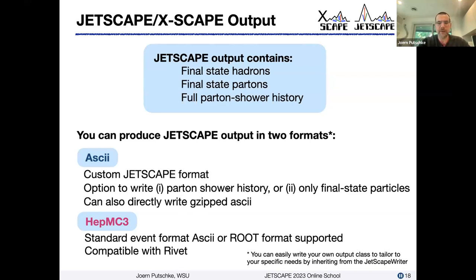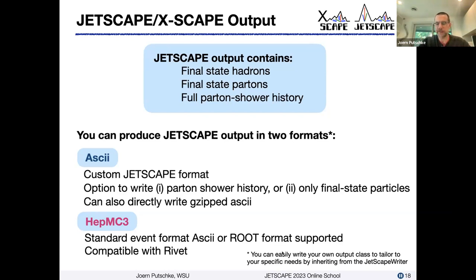The other one is our standard format, which is HepMC3. It's basically a standard format. You can either have it in an ASCII output, or in a recent update, we also allow you to easily use it in ROOT. That depends a little bit on usage, but the main advantage of the ROOT output is that it's significantly less disk space than a HepMC in ASCII format.